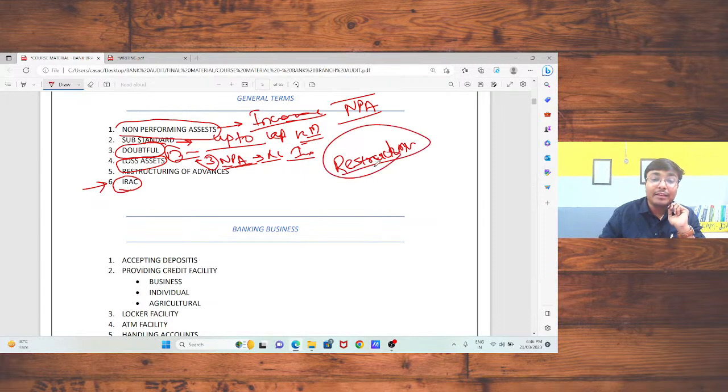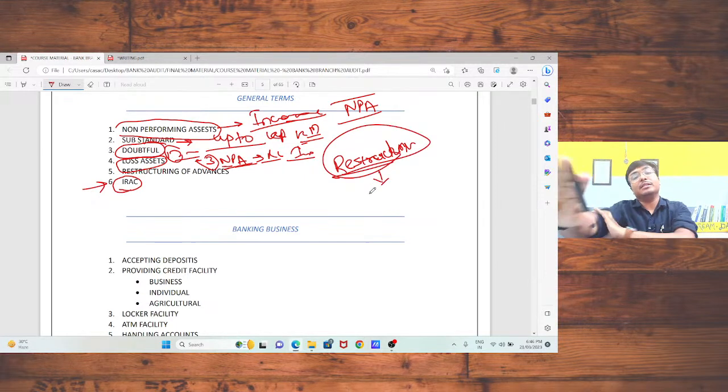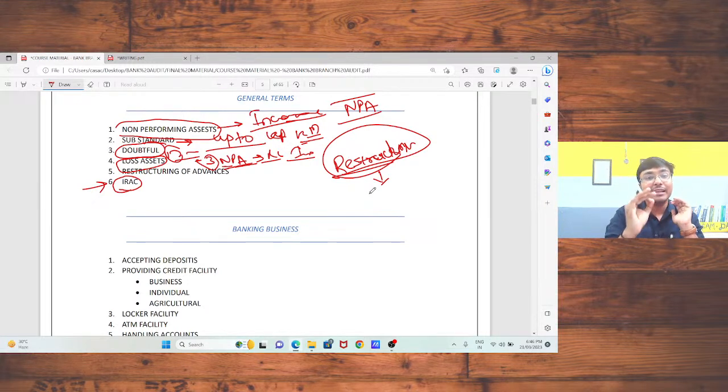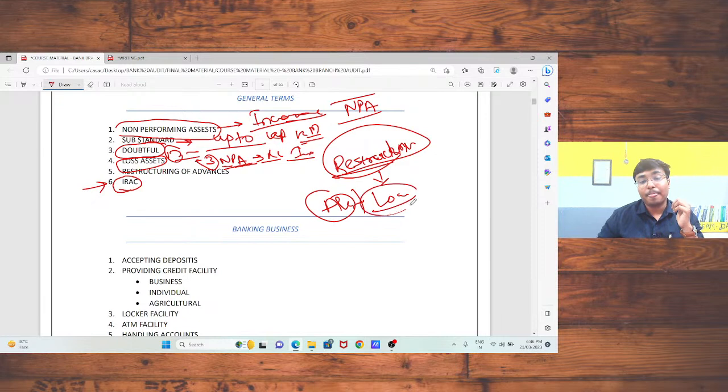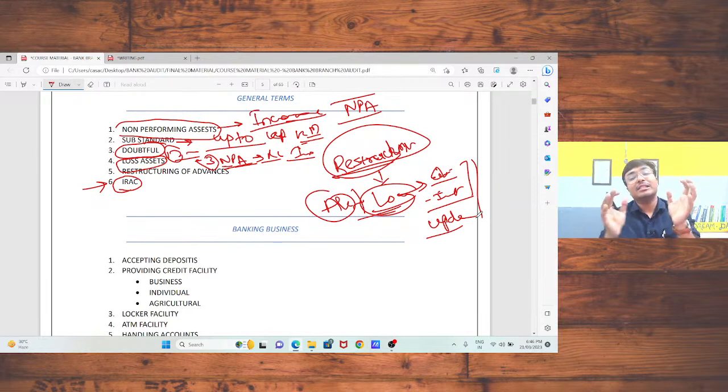Sir, what do you mean by restructuring? Restructuring means where there is a financial difficulty. In case there is a financial difficulty and the bank is going to restructure that particular account or particular segment or particular loan, in that case the bank is going to enhance the limit, change the interest rate, or update the credit facility. All these situations are treated as restructuring of assets.